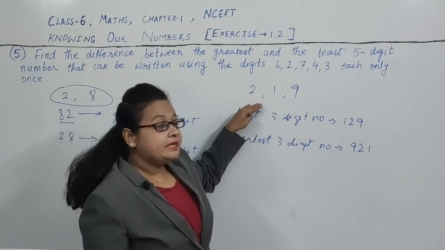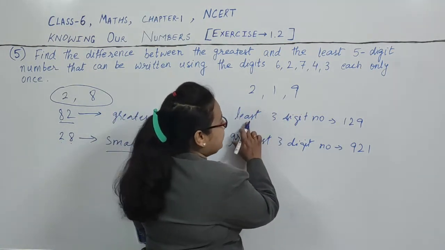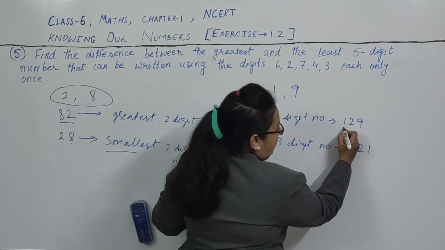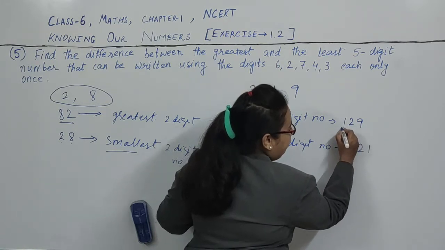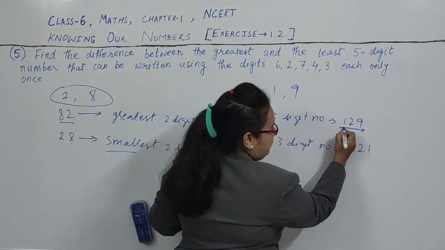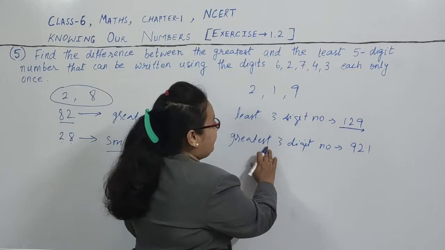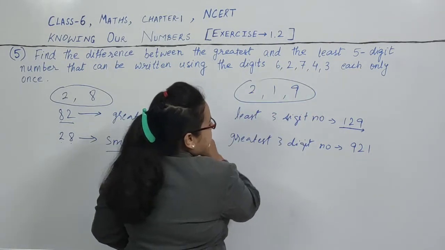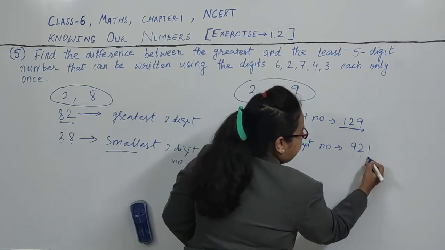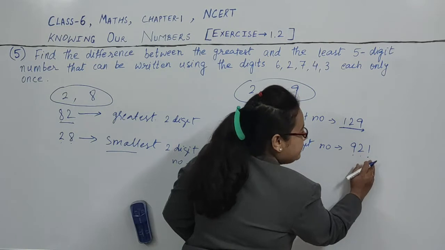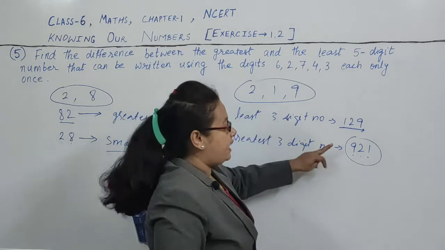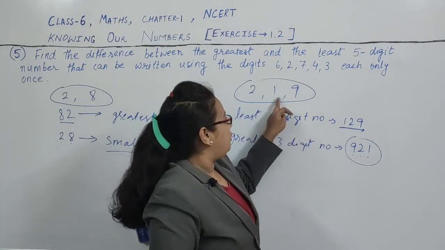So what did we do to find the least 3-digit number? We first put the smallest digit, then the greater, which means we put the digits in ascending order. And to find the greatest 3-digit number, we first put the greatest digit, then the smaller, and then the smallest digit at the end. Then we got the greatest and the smallest 3-digit numbers out of these 3 digits.